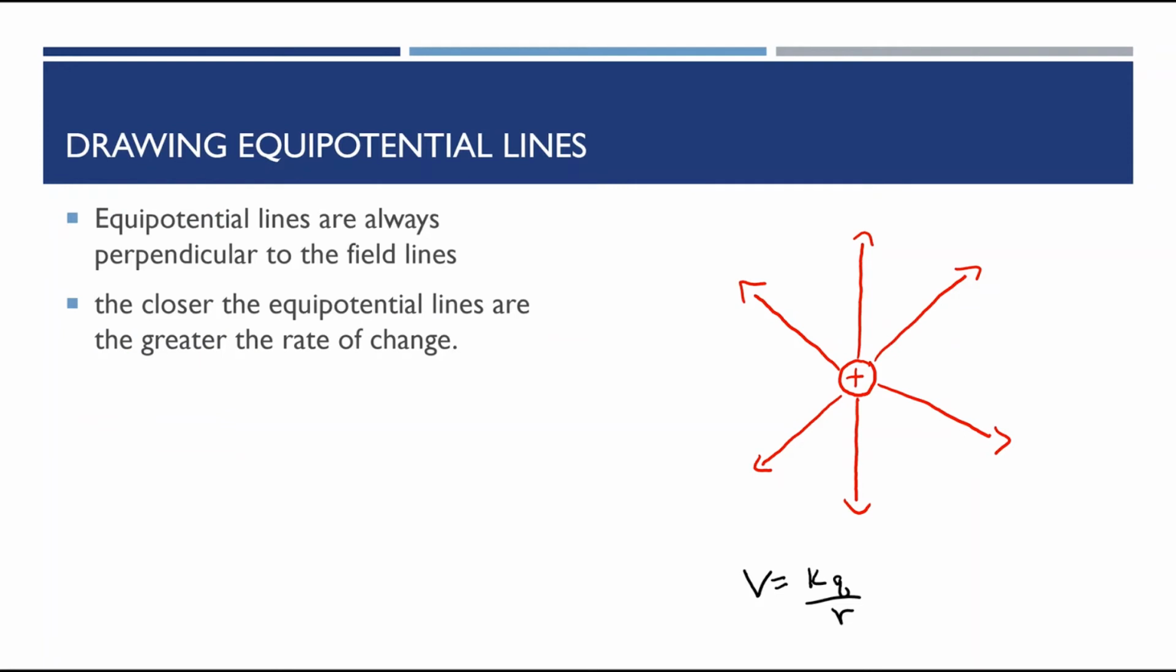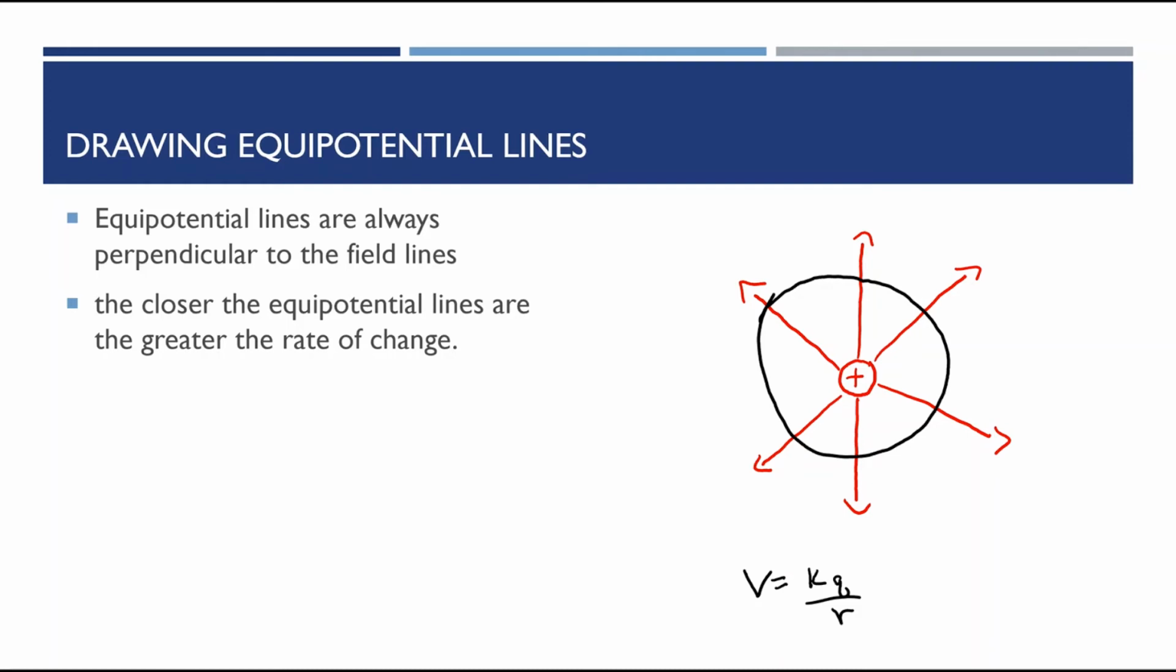So when we draw equipotential lines, it's pretty simple. One of the main rules is that equipotential lines are always perpendicular to the field lines. So when we draw equipotential lines, that's why we get this circle pattern. It's because the equipotential line is going through all these field lines perpendicularly.